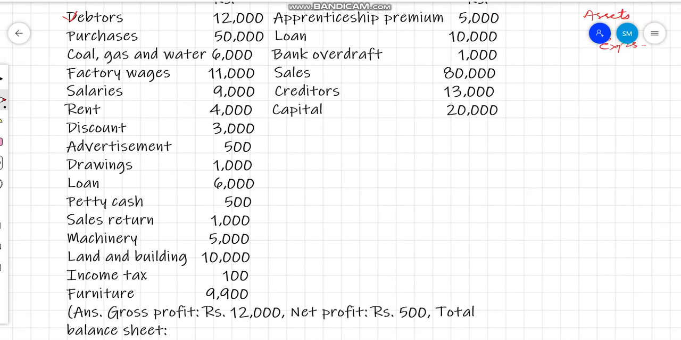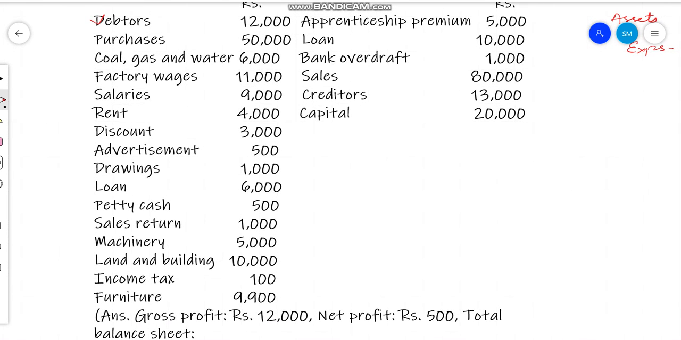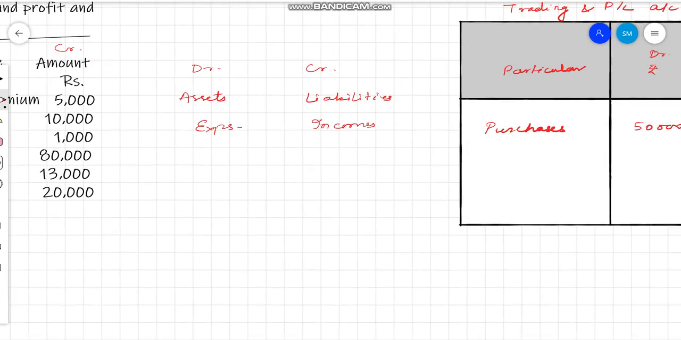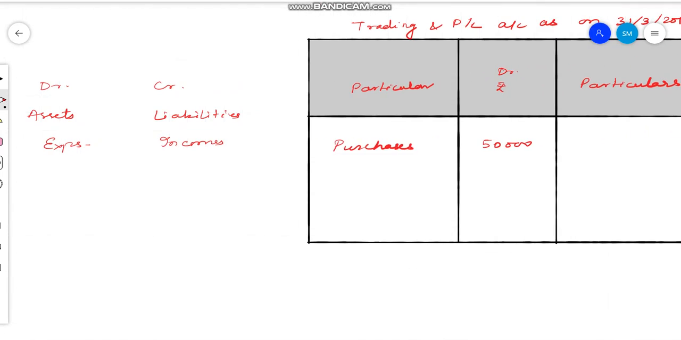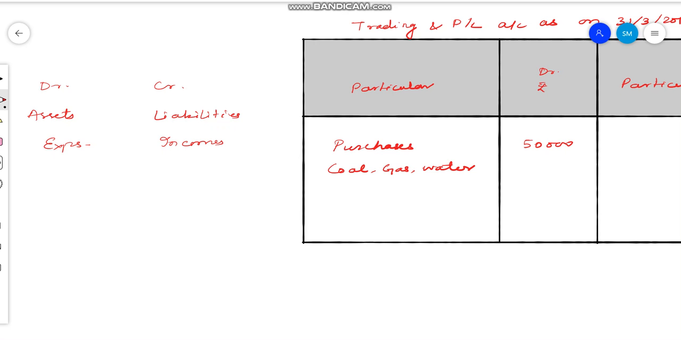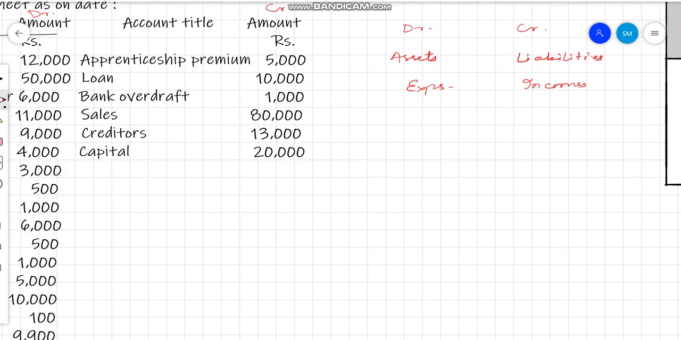Next expense is coal, gas and water, 6,000. It is a factory expense. Coal and gas we use in factory premises. So coal, gas, water, how much? 6,000.